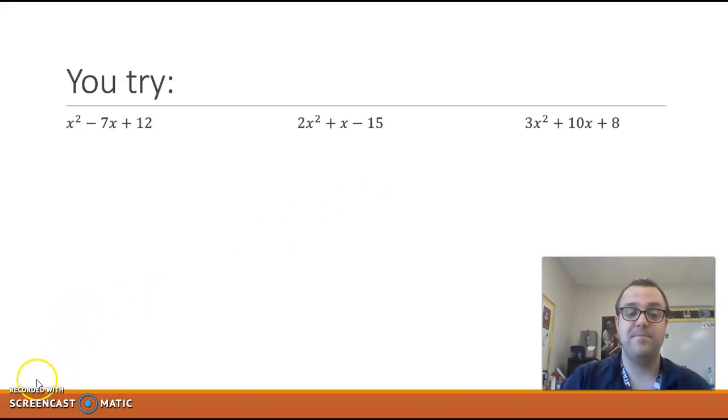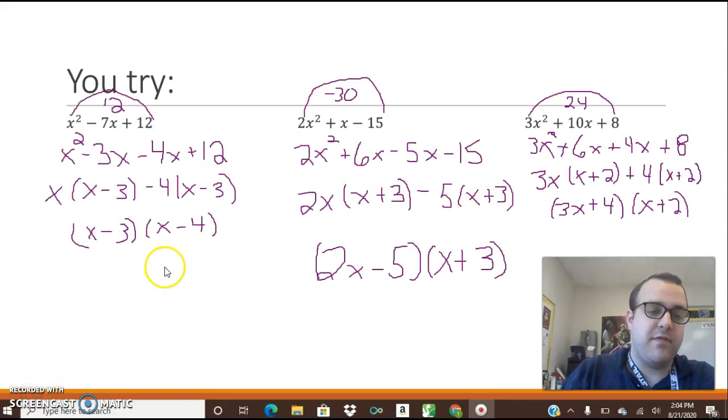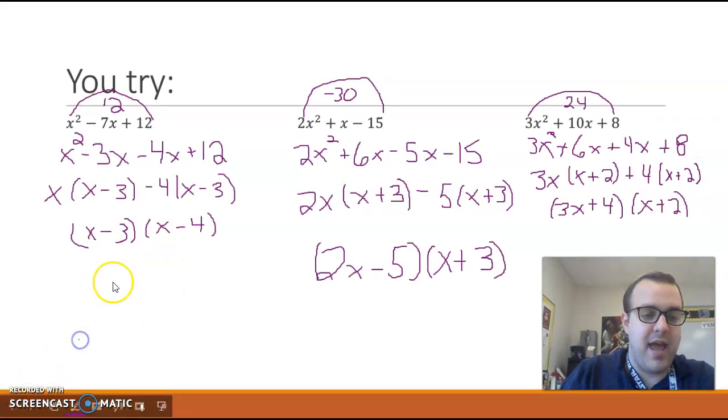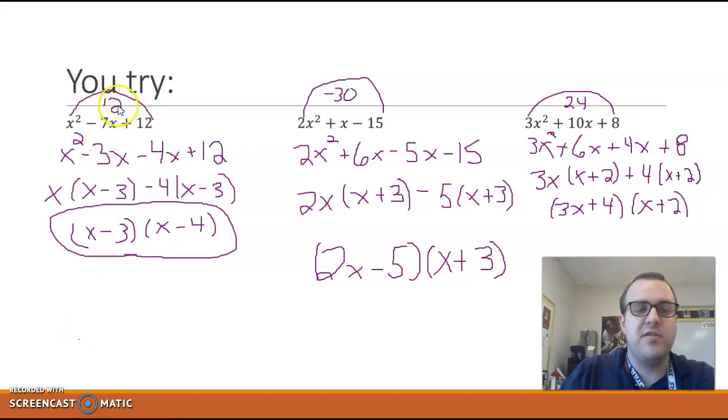All right, and we have our factoring answers here. So we have our first one. I got x minus 3 times x minus 4. 1 times 12 is 12. And I split this into negative 3 and negative 4, and then went ahead and factored out and did our GCFs, okay?